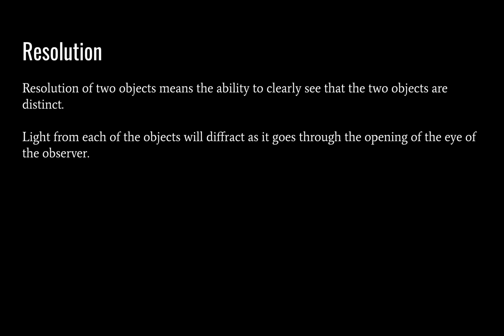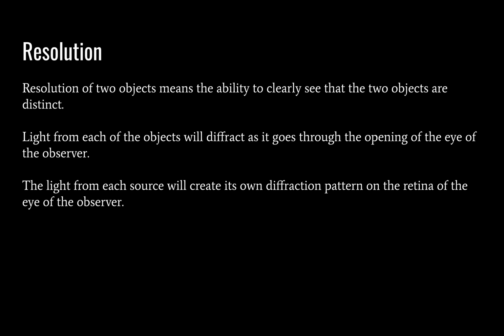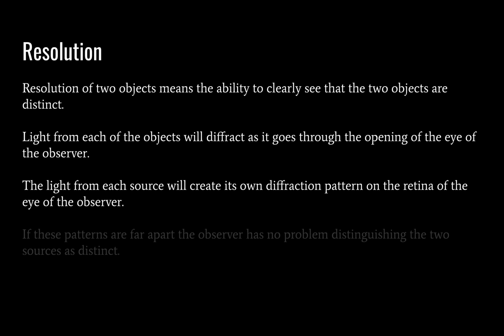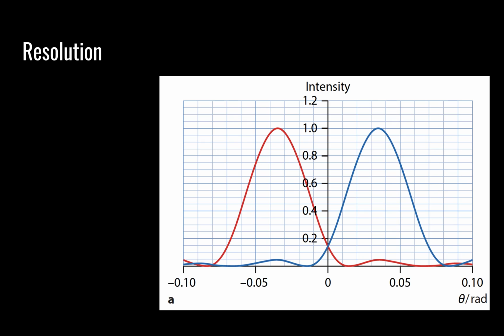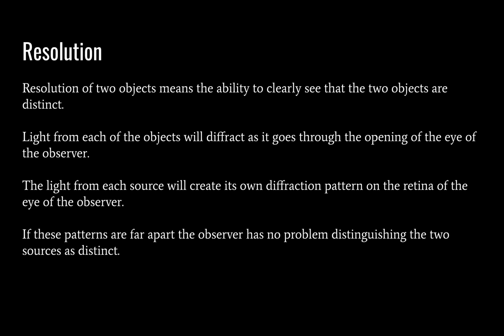Okay, so what's happening here is that light from each of the objects is diffracting as it goes through the opening of the eye of the observer. Remember that your eye is a lens. So the light from each source is going to create its own diffraction pattern on the retina of the eye of the observer. If the patterns are far apart, the observer has no problem distinguishing the two sources as distinct, but when they start getting closer together, that becomes difficult and, in fact, impossible due to diffraction.